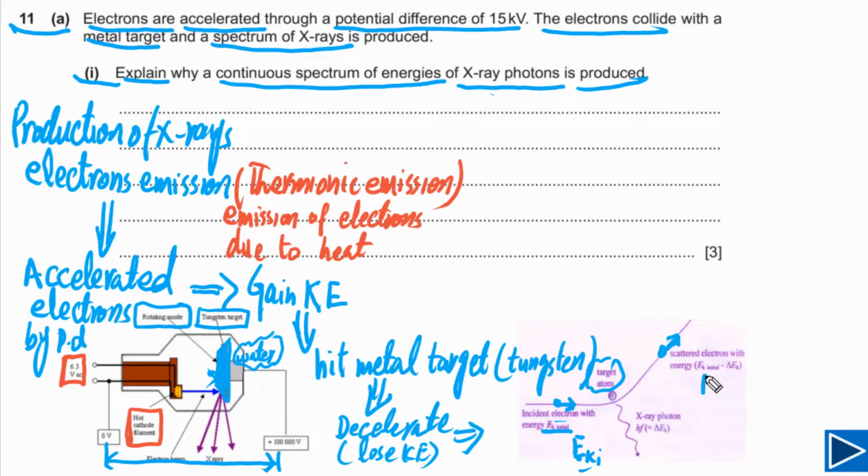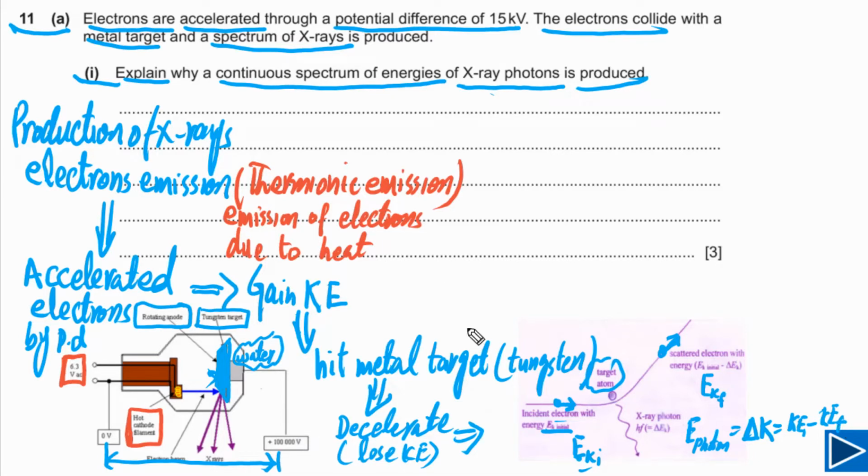So this one is the final kinetic energy of electron. So the energy of the X-ray photon, we can say energy of photon, is equal to the change in kinetic energy of electron, or simply we can say this is KE initial minus KE final. That's all we need to understand about production of X-rays.